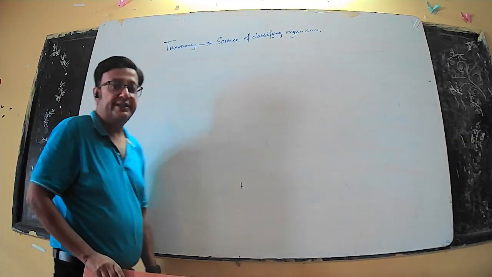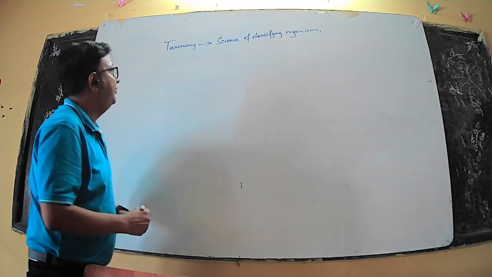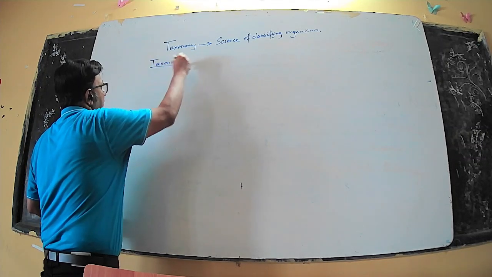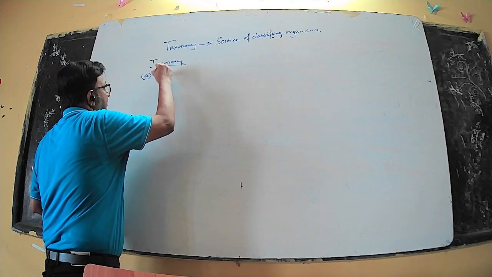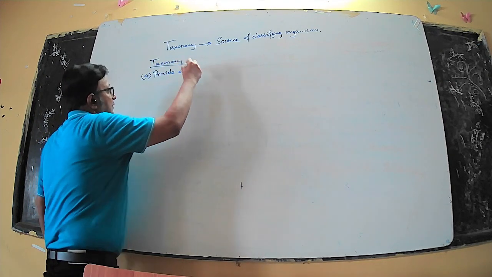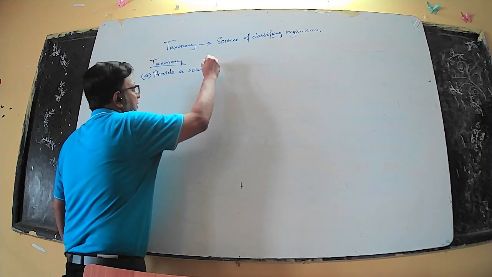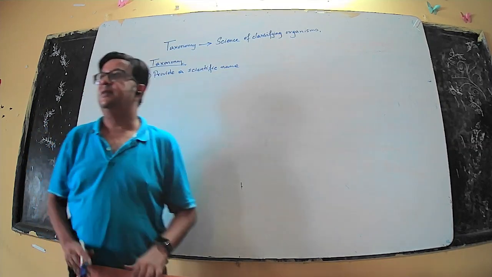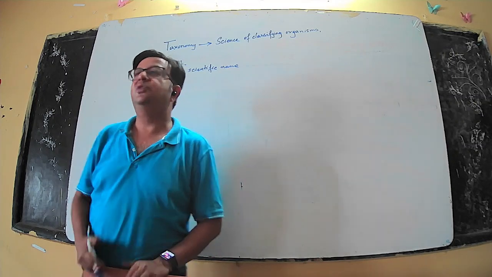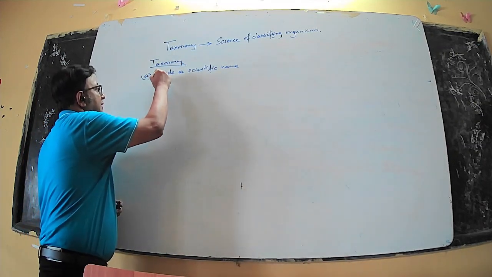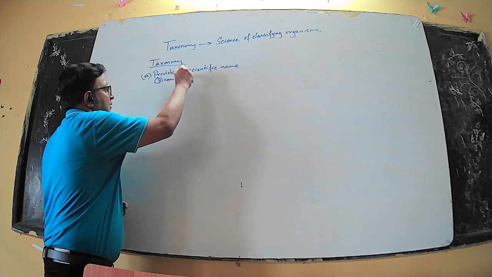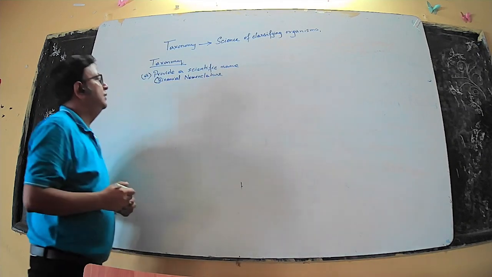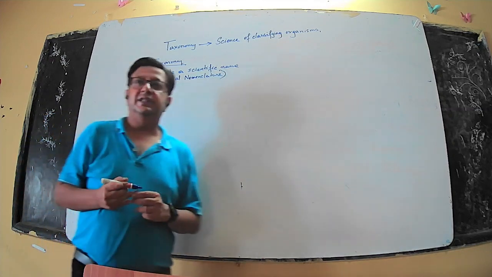So, in this science of classifying organisms, the first thing you do in taxonomy is provide a scientific name to that organism. Basically, it's known as the binomial nomenclature.